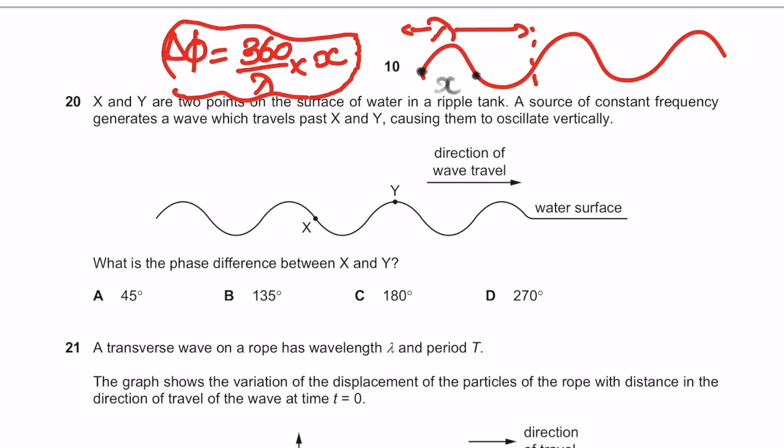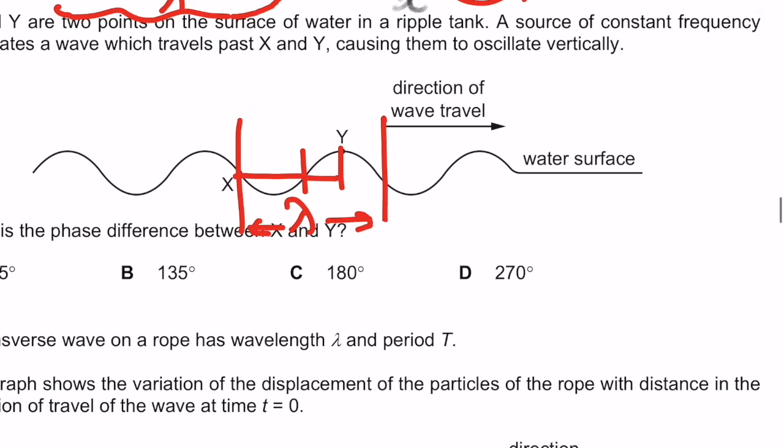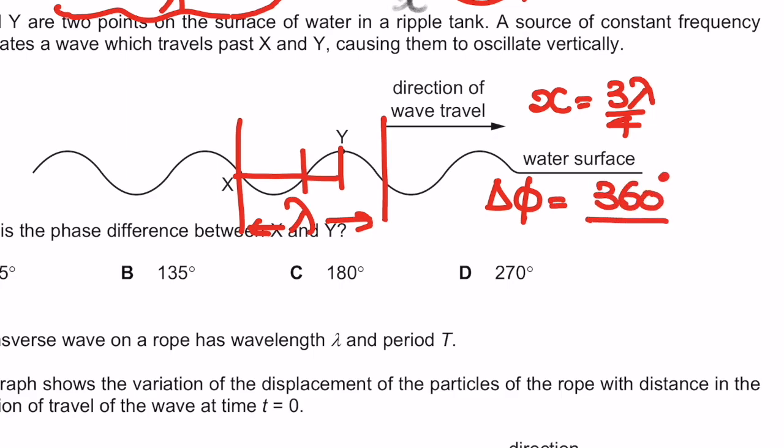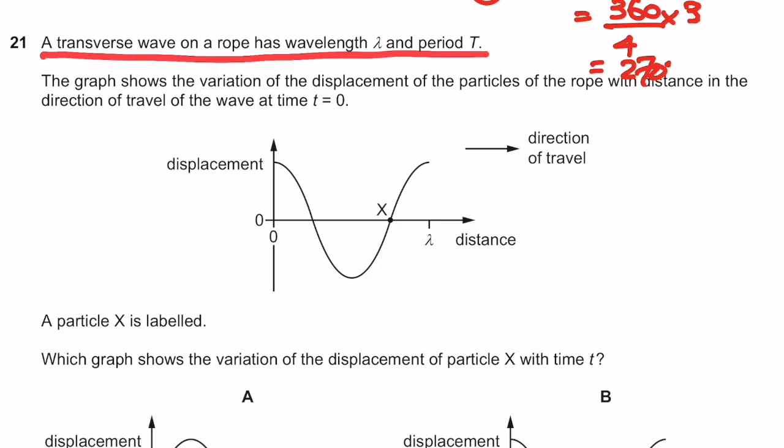Now let's look at our situation. The wavelength here is marked, and the XY distance is, from X to this point is half wavelength, this is a quarter wavelength. So in this example, X should be taken as 3 lambda over 4. So by that equation, delta phi is 360 degrees for lambda. How much for 3 lambda over 4, right? So 360.